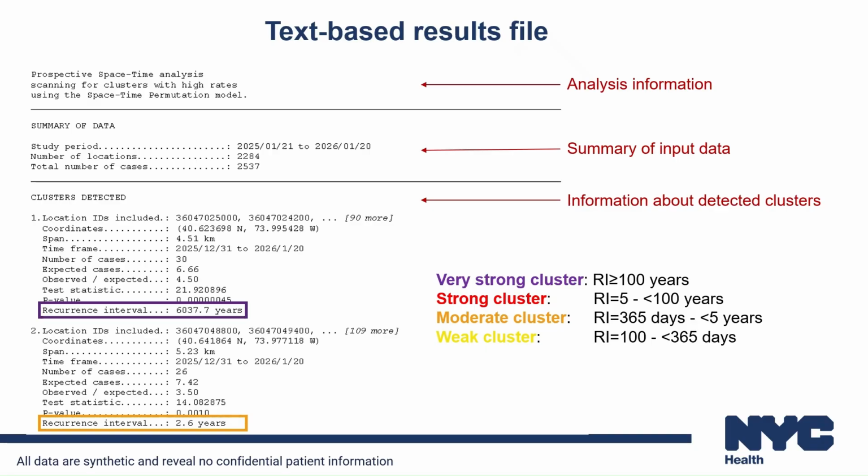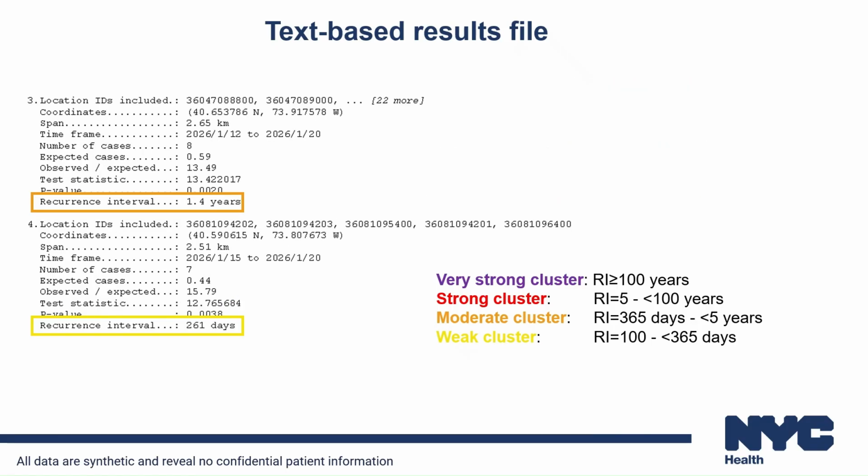We consider a recurrence interval greater than or equal to 100 years as a very strong cluster, between 5 years and 100 years as a strong cluster, between 365 days and 5 years as a moderate cluster, and between 100 and 365 days as a weak cluster. By this rule of thumb, cluster 1 is considered very strong and should be prioritized for further investigation. Cluster 2 is a moderate cluster. Its recurrence interval is one factor to help decide whether further investigation is warranted.